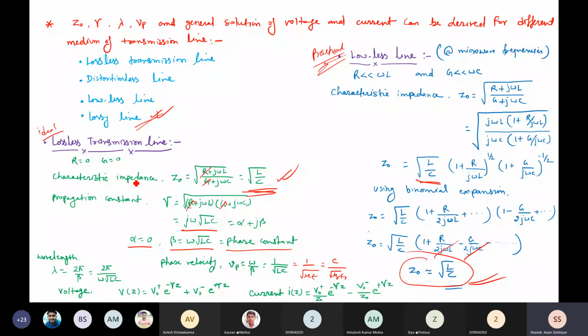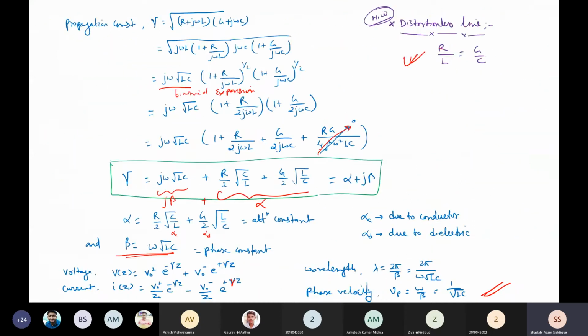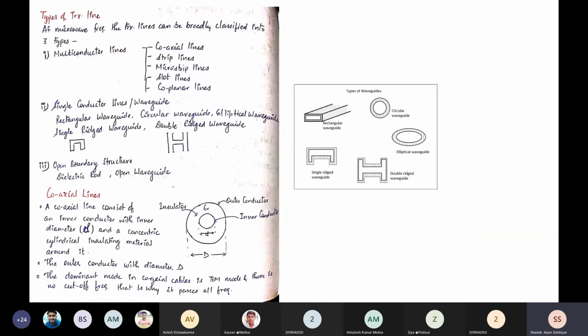Similarly, for the distortionless line, the condition was R by L equal to G by C, and we can apply this to find the characteristic impedance, propagation constant, wavelength, phase velocity, and voltage and current equations. We also went through a problem based on the transmission line. We will see a few problems in today's class also, and I'll give you an assignment with problems.